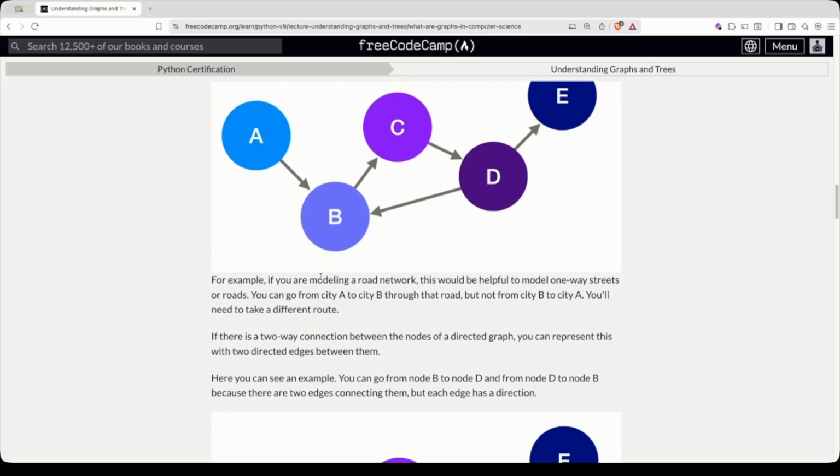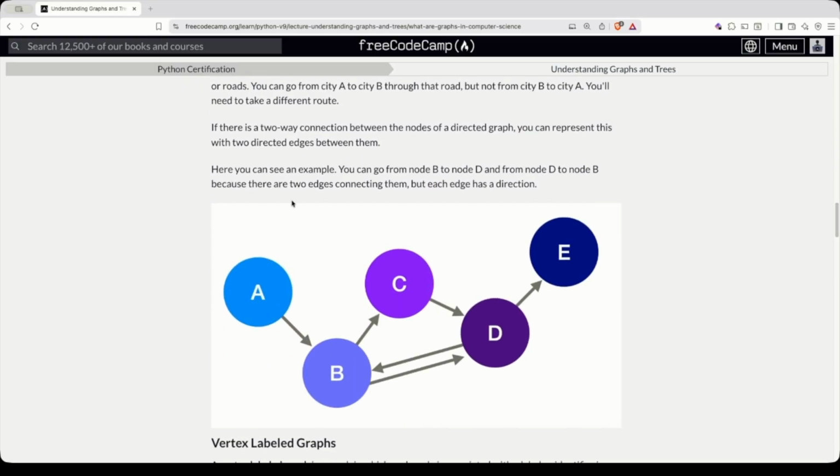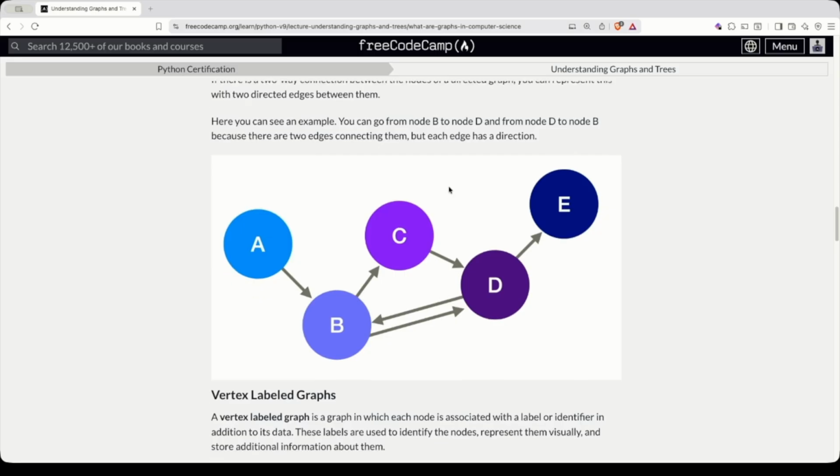For example, if you're modeling a road network, this would be helpful to model one-way streets or roads. You can go directly from city A to city B through the road, but not from city B to city A. You'll need to take a different route. If there is a two-way connection between the nodes of a directed graph, you can represent this with two directed edges between them. Here's an example. You can go from node B to node D, and from node D to node B, because there are two edges connecting them, but each edge has a direction.